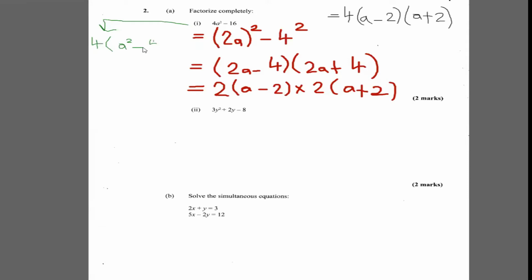And then you could realize that 4 can be written as 2 squared. So because 4 can be written as 2 squared, we really have a squared minus 2 squared. And then you could apply the difference of two squares to this question.